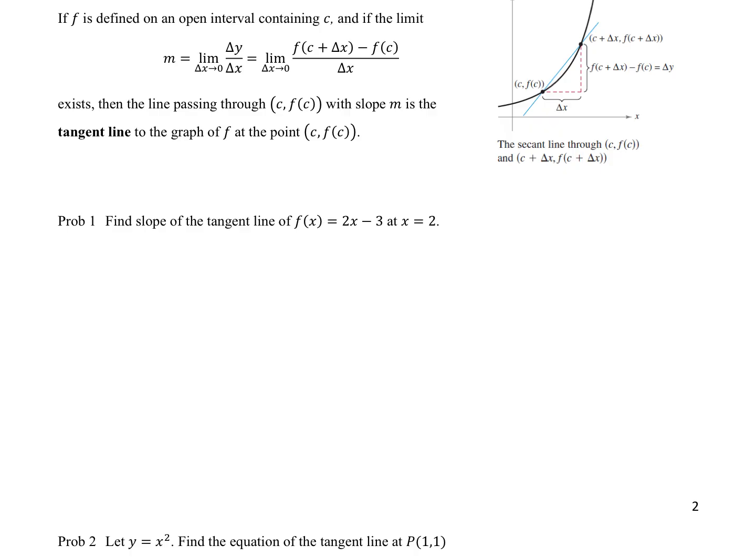Here we have the function f of x equals 2x minus 3. Let's actually visualize this function, shall we? The y-intercept is negative 3. And when x is 3/2, which is somewhere here, y is equal to 0. And therefore, this is the line.